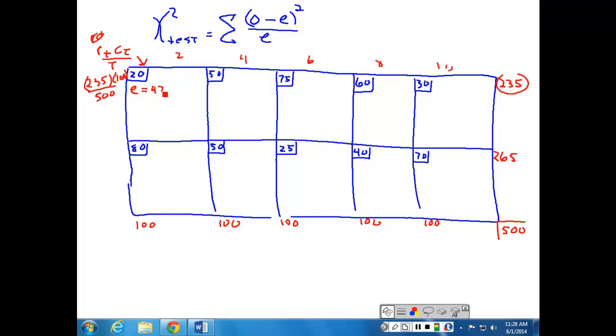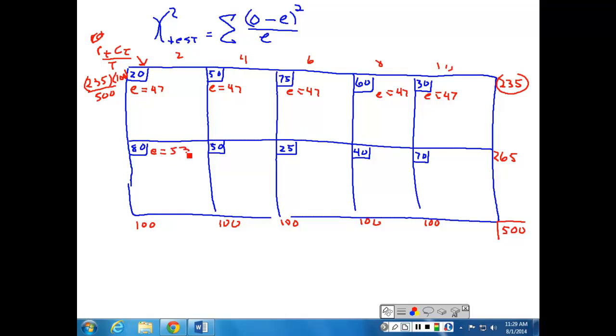It's always row total times column total over overall total, but in every one of those on the top row, the 235 is going to stay the same, the 100 is going to stay the same, the 500 is the same. So all of these have expected values of 47. And those have to add, so that's got to be expected is equal to 53.